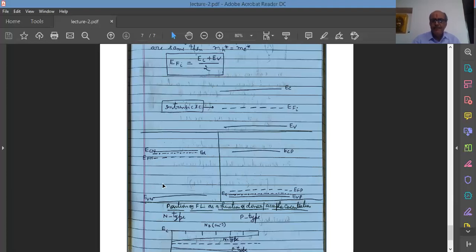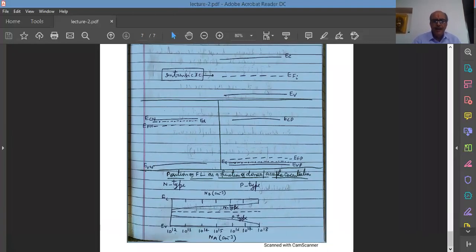If you raise the temperature or if you change the doping, in the case of an N-type semiconductor, the Fermi level moves towards the conduction band. But in the case of P-type, if you increase the doping, it moves towards the valency band. You can see here from this figure, I have written 10 to the power 12, 10 to the power 13, 10 to the power 14, 15, 16, 17, 18. This is how I am changing my acceptor concentration here, and then this is the curve.